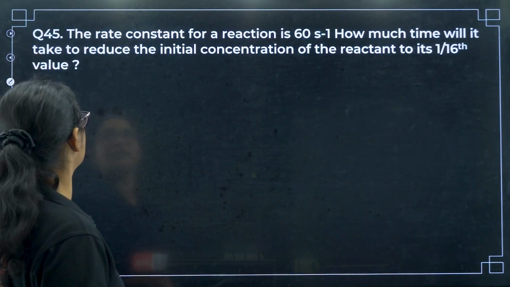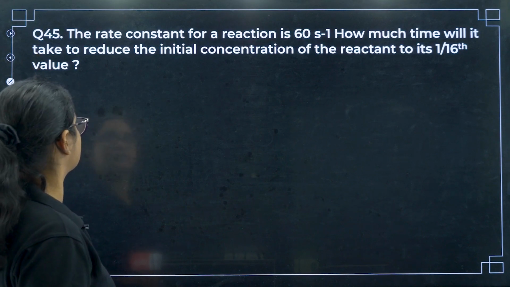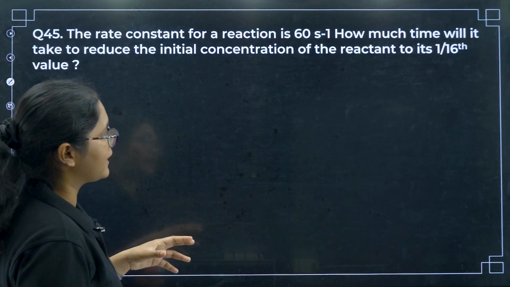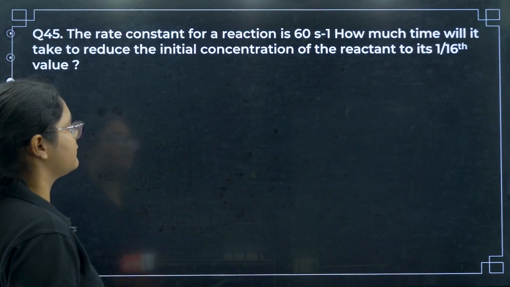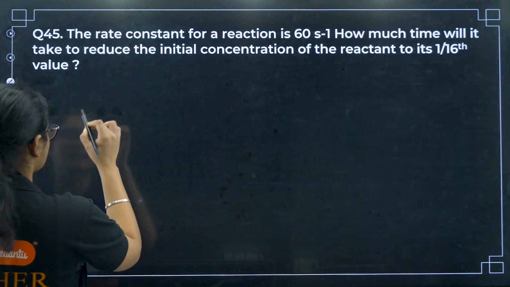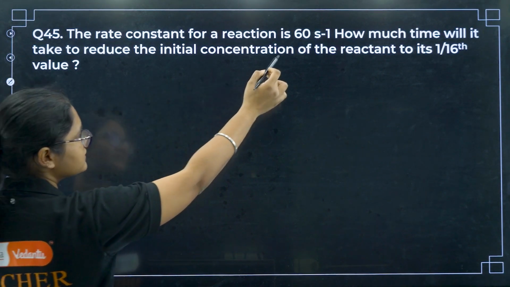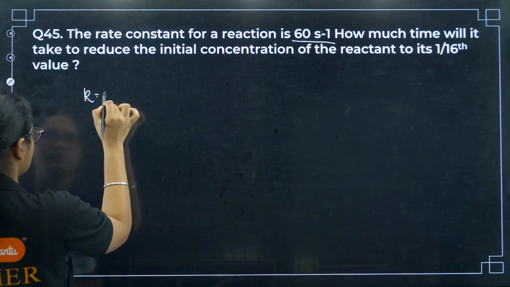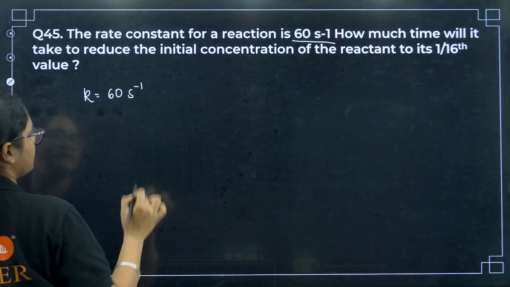How much time will it take for the reaction to reduce the initial concentration of the reactant to its 1/16th value? Okay, rate constant is already given. So from the rate constant I can say that it is a first order reaction. So I have K is equal to 60 second inverse, right?